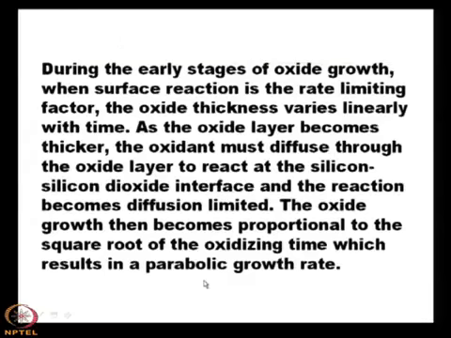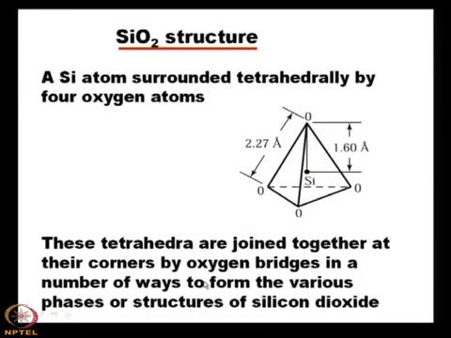Now, if we now consider the SiO2 structure, what is about the SiO2 structure? Here you see that a silicon atom is surrounded tetrahedrally by 4 oxygen atoms. So, this is the silicon atom and it is surrounded tetrahedrally by 4 oxygen atoms, 1, 2, 3 and 4, and the internuclear distance between the oxygen and silicon is 1.6 angstrom, and the internuclear distance between oxygen and oxygen is 2.27 angstrom.